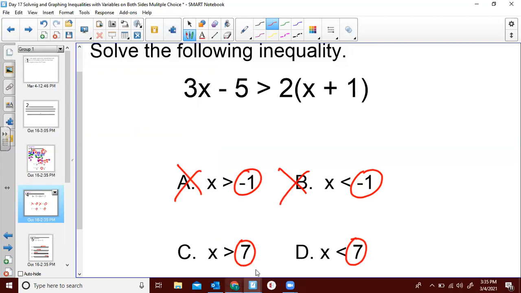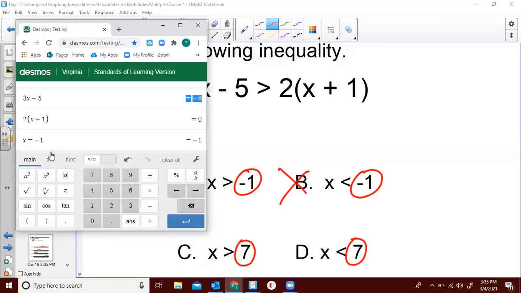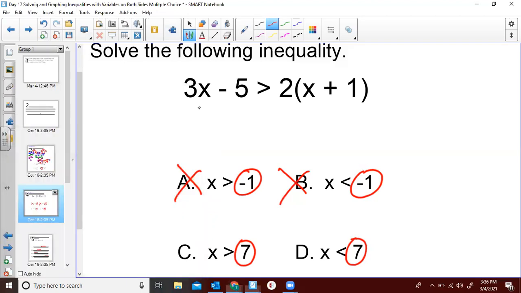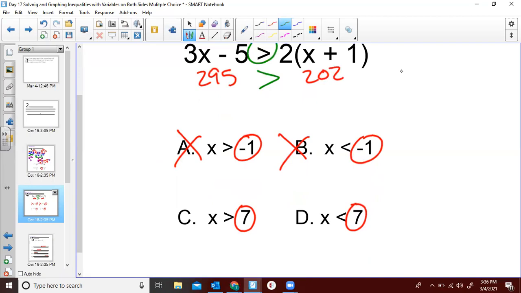Now we just have to do our 100 test. And for that, we just put in 100 for x. And let's see if this is true. What this is saying is that we are putting in a 100 everywhere there is an x. So on the left-hand side, if we put a 100 in for x, we will get 295. And on the right-hand side, if we put 100 in for x, we will get 202. You have to remember to use the inequality that they give us. So is this a true statement? Is 295 greater than 202? It is. And if it is a true statement, our answers will always be greater than or greater than or equal to. So the correct answer is C.